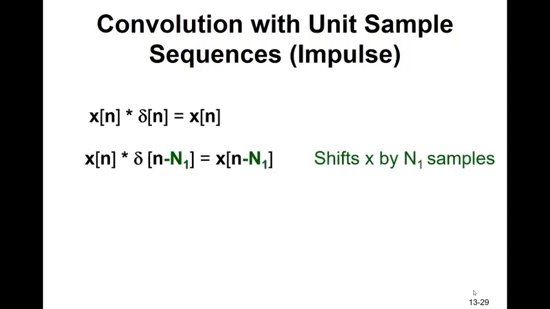However, if we delay that unit sample sequence, with x of n, you may remember what happens to your sequence. We delay the sequence by the same amount that the delta was delayed. So a way of shifting a signal is to convolve it with a delta of n minus some time shift, sample shift.